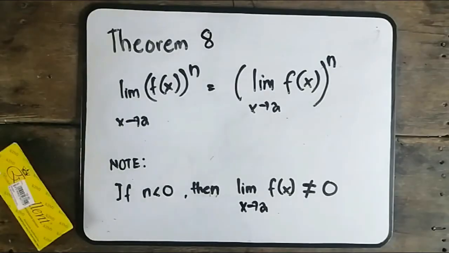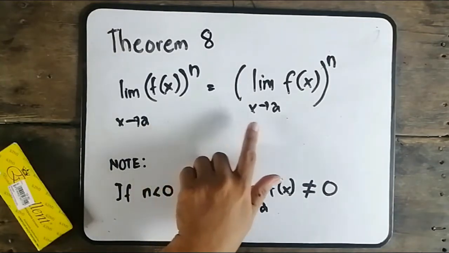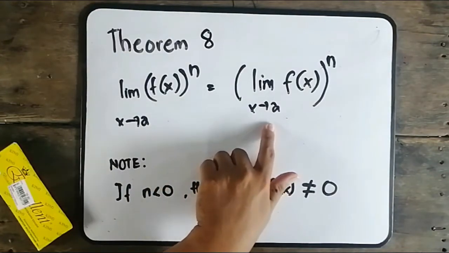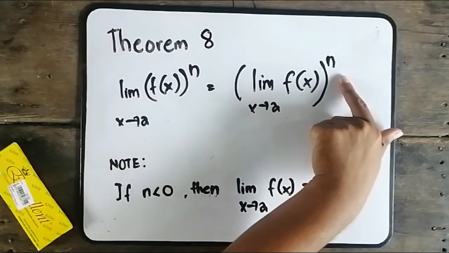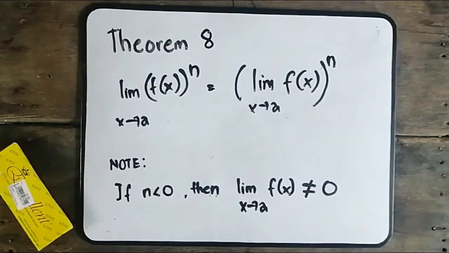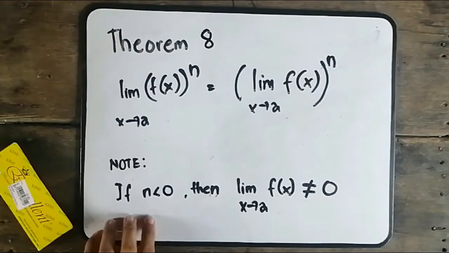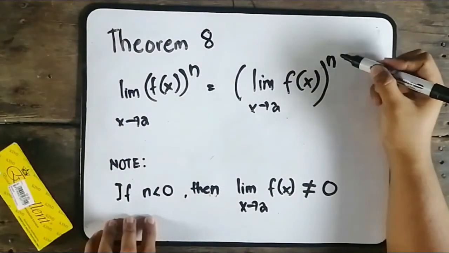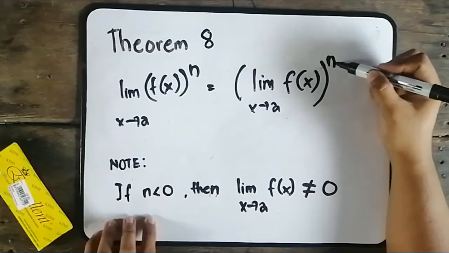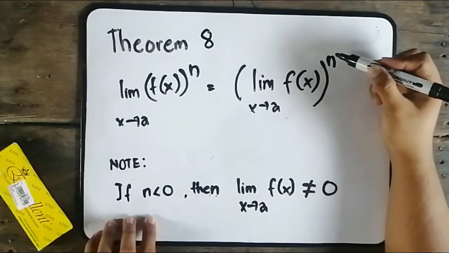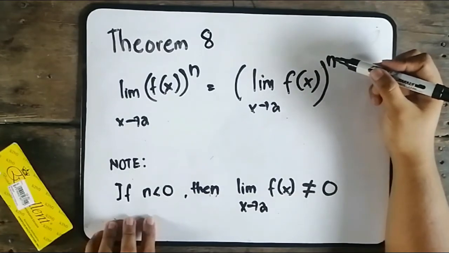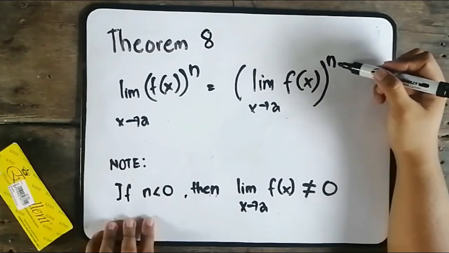Theorem number 8, it says that if the limit of f of x raised to n as x approaches a is actually equal to, kunin muna natin yung limit ng function, then saka natin i-raise to n. Okay? Note that if n is less than 0, ibig sabihin, yung n natin dito, yung naka-raise dito ay negative, then, yung limit dapat natin is not equal to 0. Okay?